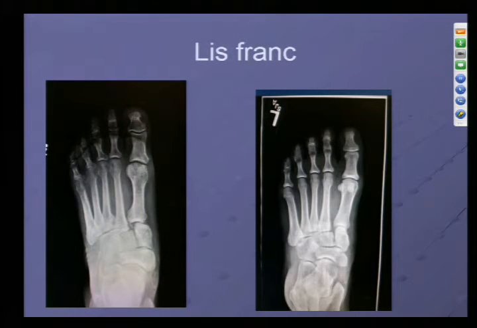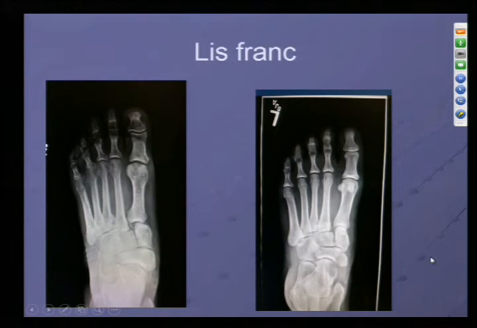Your Lisfranc fractures, the one on the left is a little bit more obvious in my opinion. It's got more of that lateral shift across the whole complex. You can see these joints aren't lined up here. This one shows you a little more subtle where the gap is actually right here, but that's about the only involvement. But again, it can lead to more of that chronic pain.